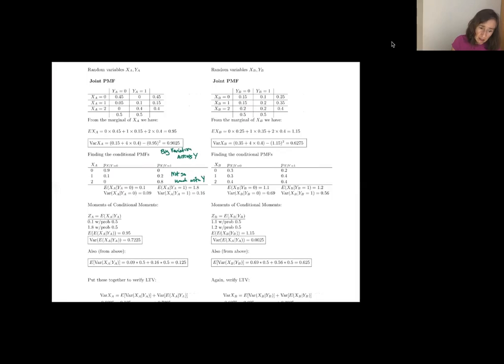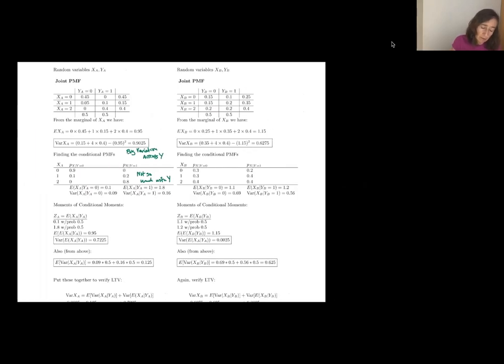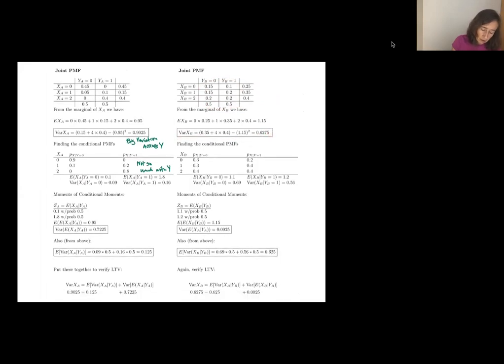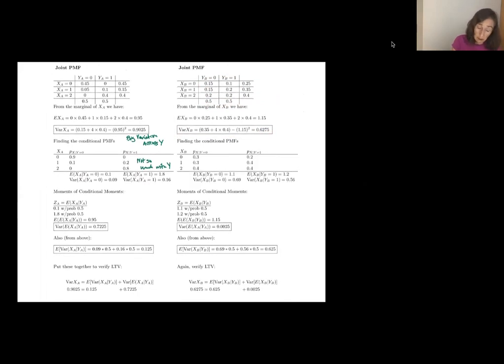Let's compare that now to the other column, another set of joint probabilities here, calculated the marginals, calculated the unconditional variance, calculated the conditional PMFs the same way. So the probability function for x conditional on y equals 0 and conditional on y equals 1. And what you see here is there's actually, in this case, not much variation across y. The columns are really pretty similar, okay?